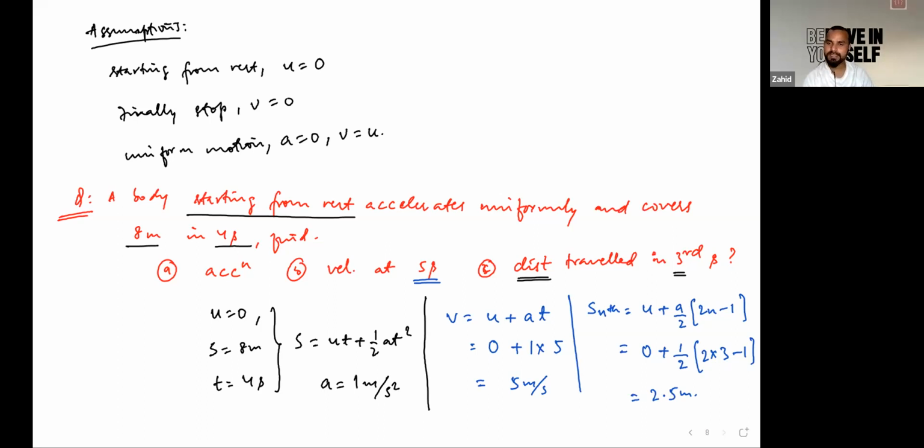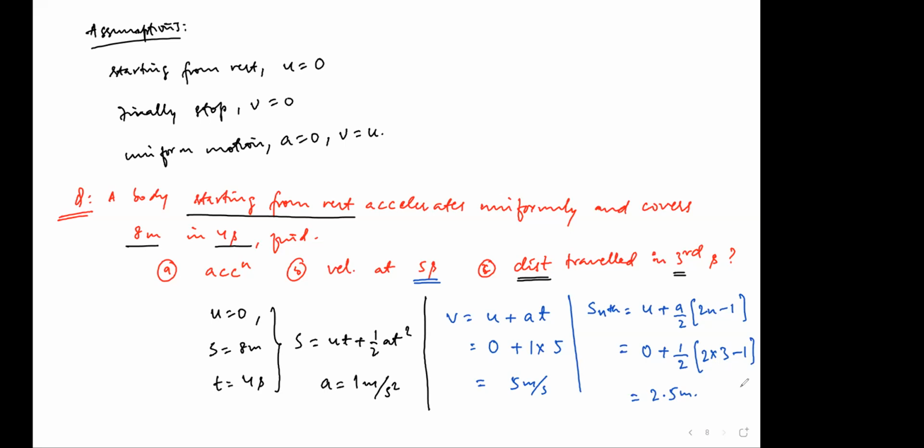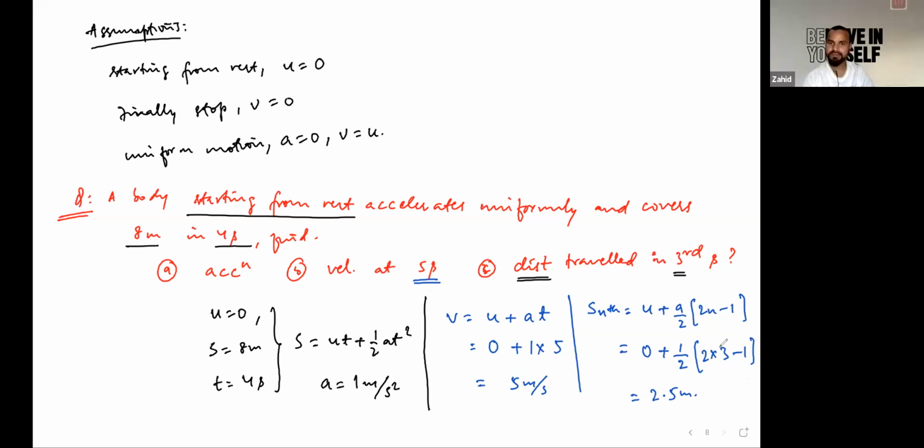Is it clear, Sabita? Yes, sir. Yusra, do you have any doubt in this whole part? Or should I explain it once again? Yusra, any doubt till this part?